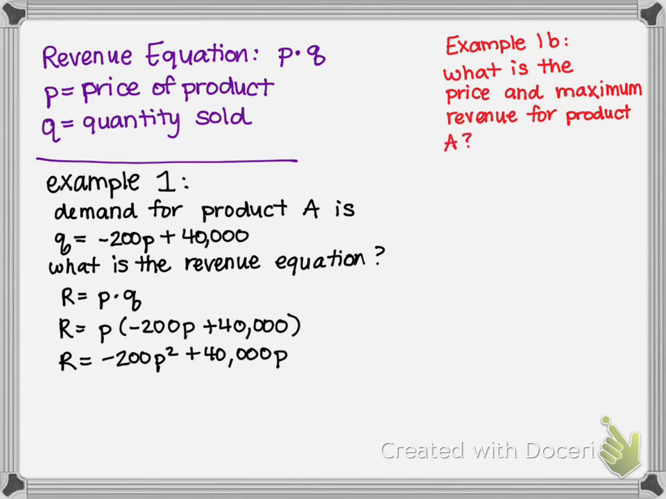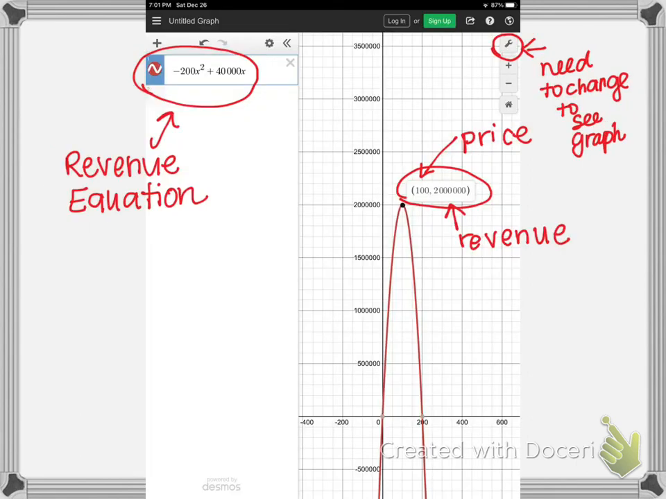So here's example B. What is the price and the maximum revenue for product A? When we do this, we need to use Desmos. You don't have to use Desmos here, but Desmos is a lot more user-friendly in this unit. So we're going to take that revenue function, negative 200p squared plus 40,000p, and enter that into Desmos. Notice that the p's change to x's, and also the 40,000 has no commas. It's super important to not have any commas when we put this in Desmos.